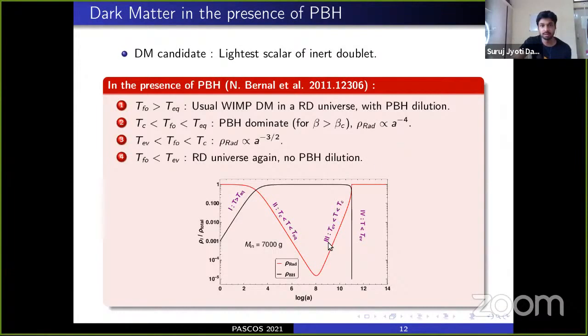And in the third case, the PBH not only affects the Hubble, it also affects the standard model radiation, which now behaves as a to the power minus 3 by 2. And in the final region, the black holes have completely evaporated away, and we are again in a radiation-dominated universe. So we have the normal WIMP dynamics here with no further dilution from PBH.